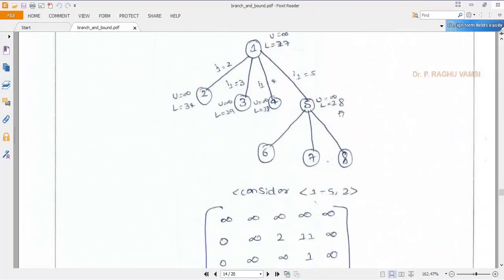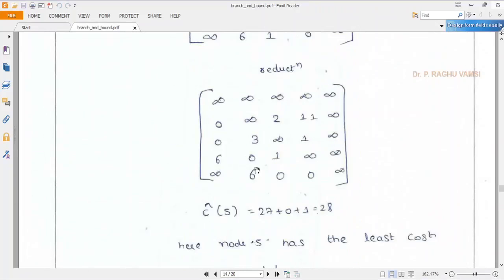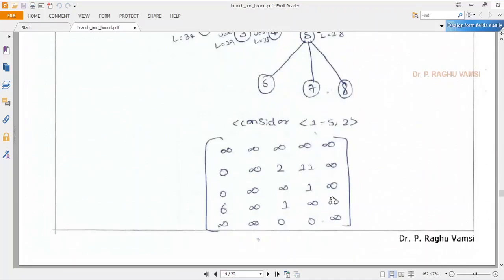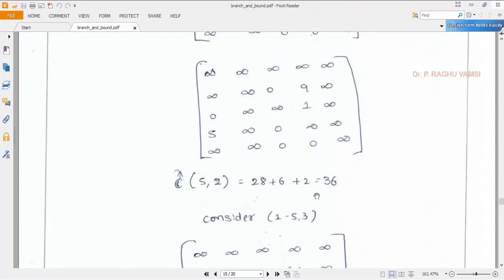The lower bound that we got is 28. 28 plus traveling from 5 to 2 is 6. So 28 plus 6 plus the cost that we have reduced in this step is 2. So totally 28 plus 6 plus 2 is 36.